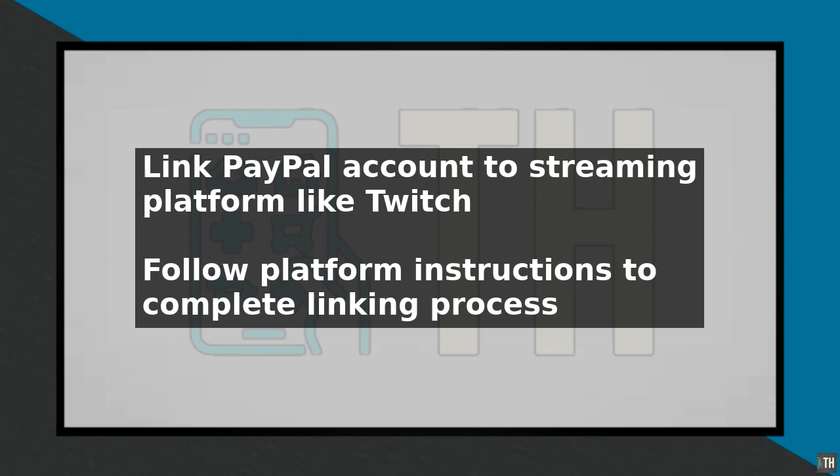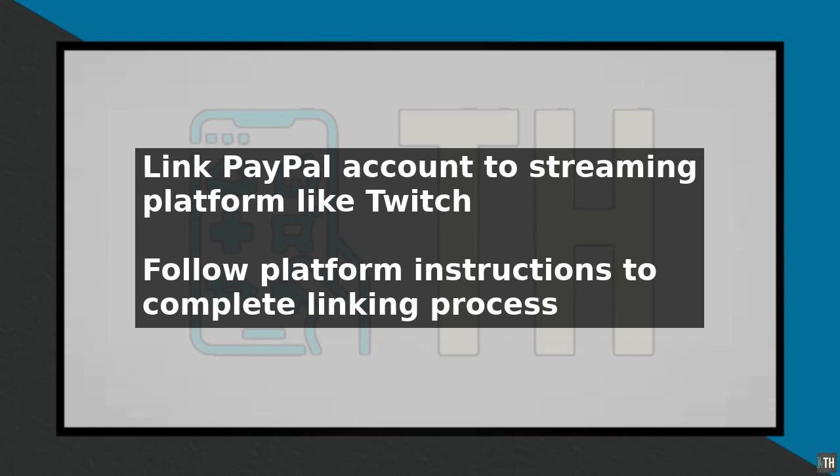To enable donations on PayPal, you will need to obtain a paypal.me link, which is a unique link that allows viewers to send you money. To get a paypal.me link, log into your PayPal account, go to the Settings menu, click on Payments, and look for the paypal.me option. Follow the instructions to create a paypal.me link, and then share the link with your viewers.